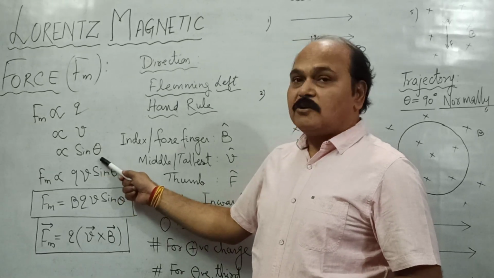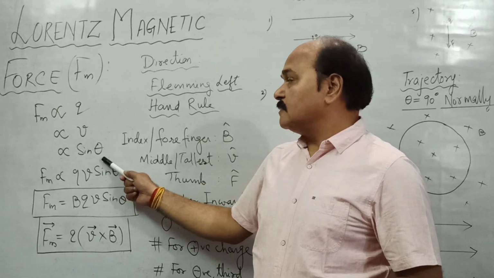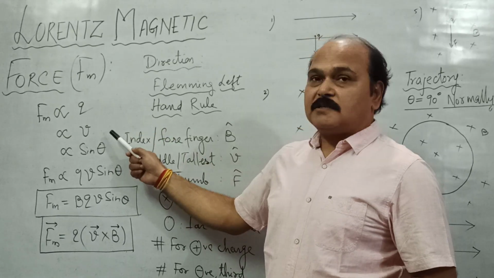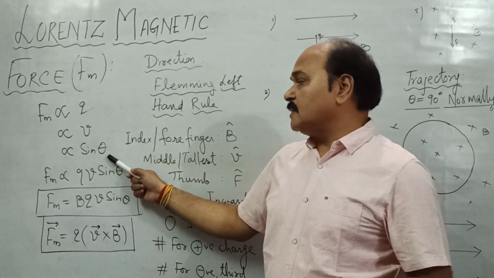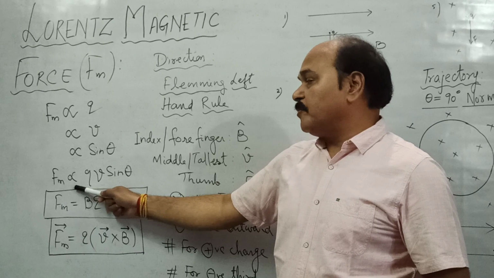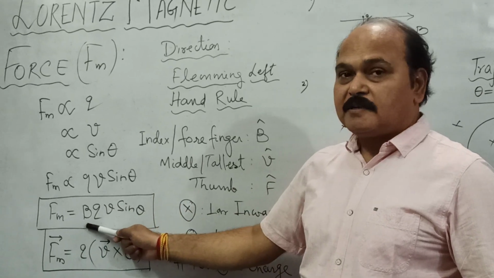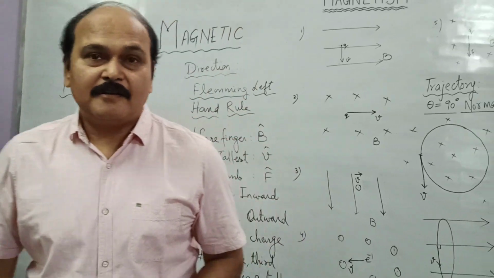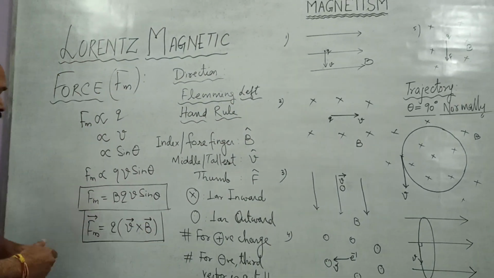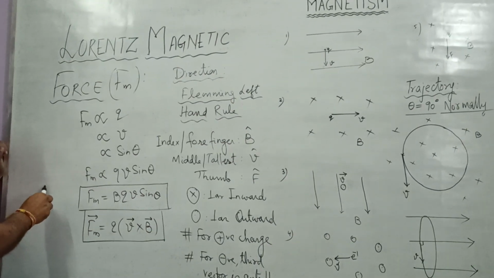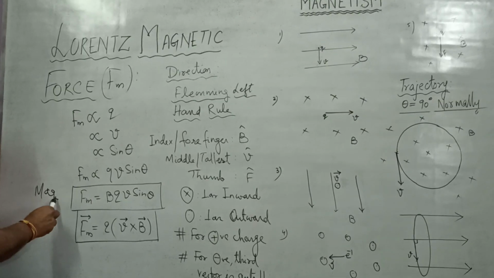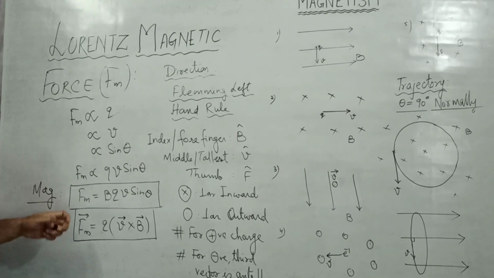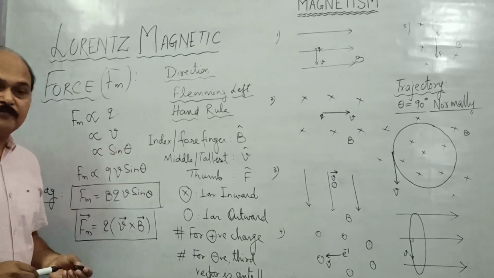This is also called as obliquity factor. So if we club all these three factors, q, v and sine theta, and remove the sign of proportionality, we get a constant, and that constant is the value of magnetic field. So this is the magnitude of force acting over moving charge in magnetic field. This is what is called as Lorentz magnetic force.